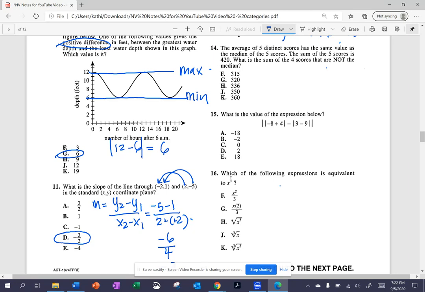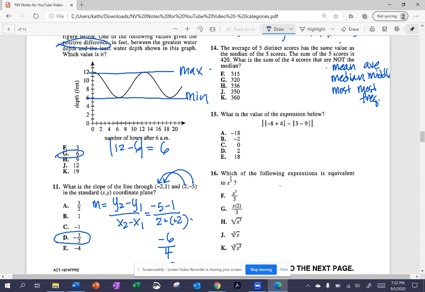So the sum is, okay, so mean is the average, median is the middle, and the mode is the most frequent. And you may not have had this recently.